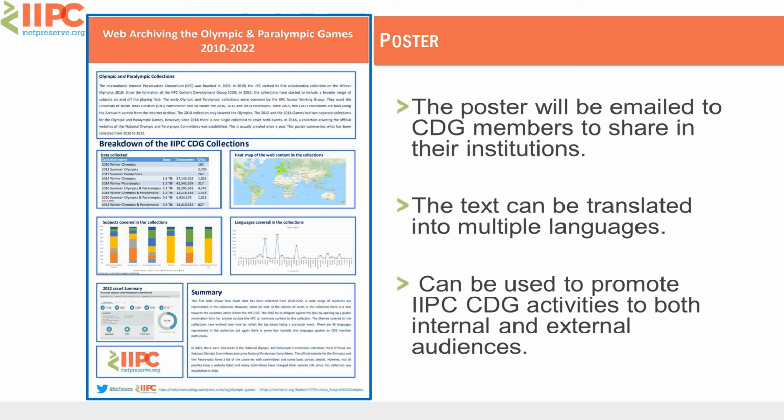So just a very basic overview before I go into more detail. The different images you can see show the breakdown of the IIPC collections: the data collected, the geographic spread of the collections, the subjects covered, and also the languages covered. And then the additional web archive collection we have on the National Olympic and Paralympic Committees, which was established in 2016.